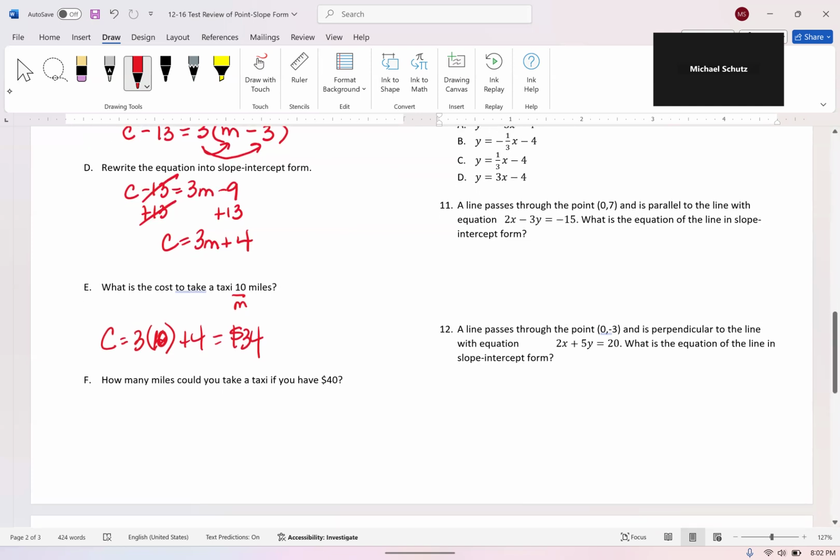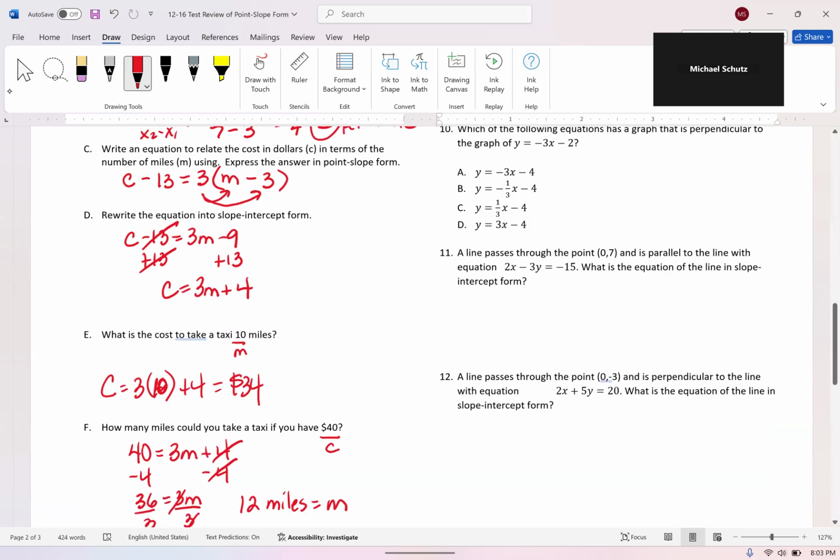Okay, part F. How many miles could you take a taxi if you have $40? So we're going back to part D and we're going to plug in 40 for C now, because they're telling you the cost. This is a cost right here. And then we're going to solve for m. All right, so we're going to get rid of the plus 4 by subtracting 4. 40 minus 4 is 36. And we're going to divide both sides by 3. 36 divided by 3 is 12. So 12 miles is your answer. So if you have $40, you can go 12 miles.